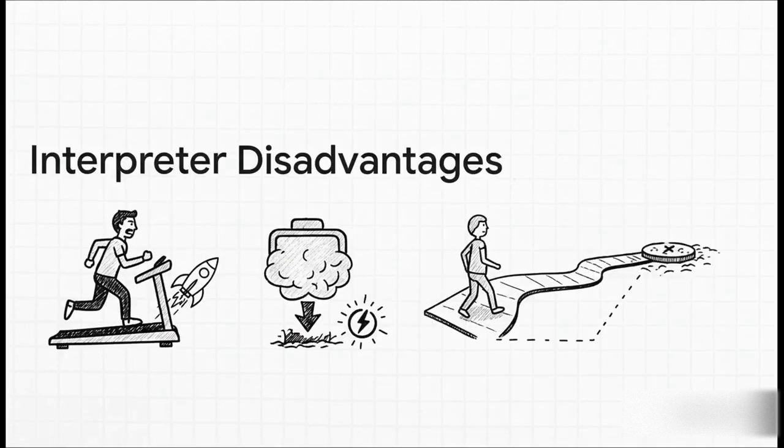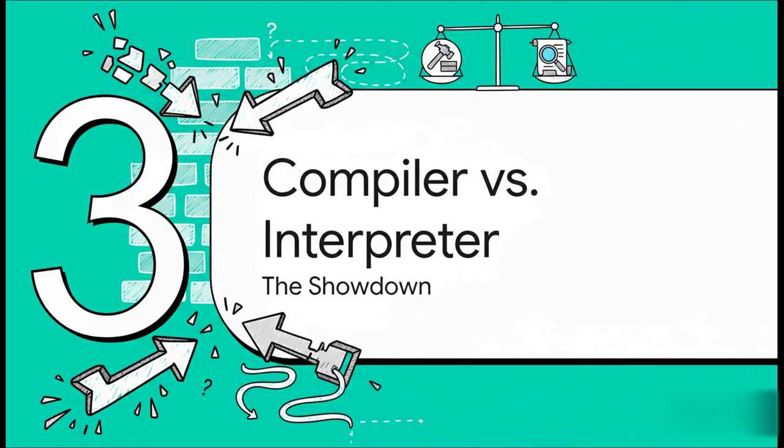Okay, so what's the catch? Well, it's performance. Because all that translation work is happening while the program is running, it's just naturally going to be slower than running a pre-compiled program. It's also using up more of your system's memory and CPU. And here's the tricky part. An error on line 50 of your code won't be discovered until the program actually gets to line 50 and tries to run it.